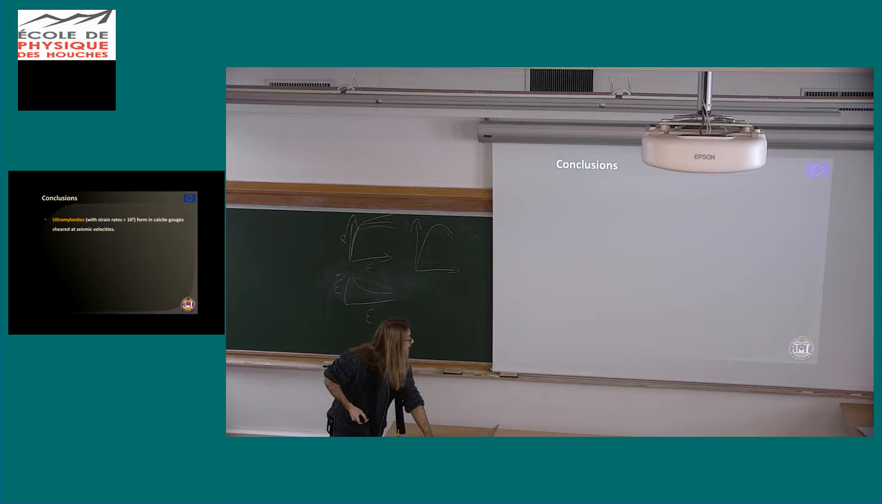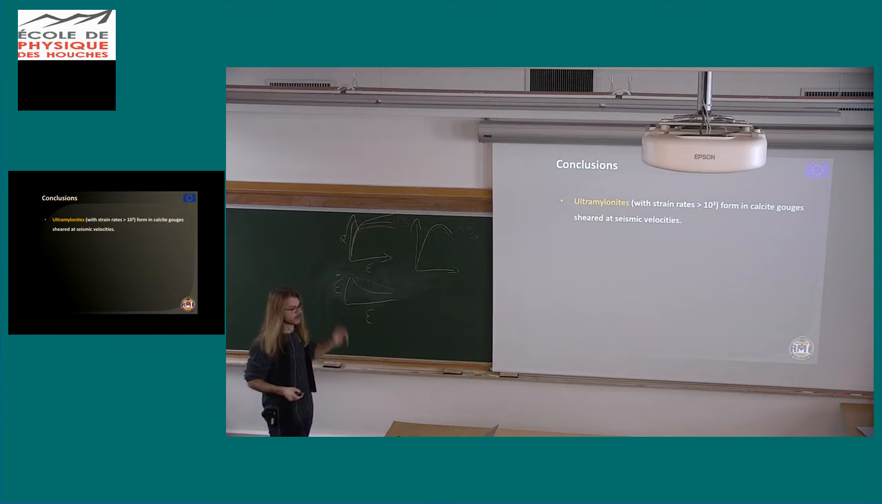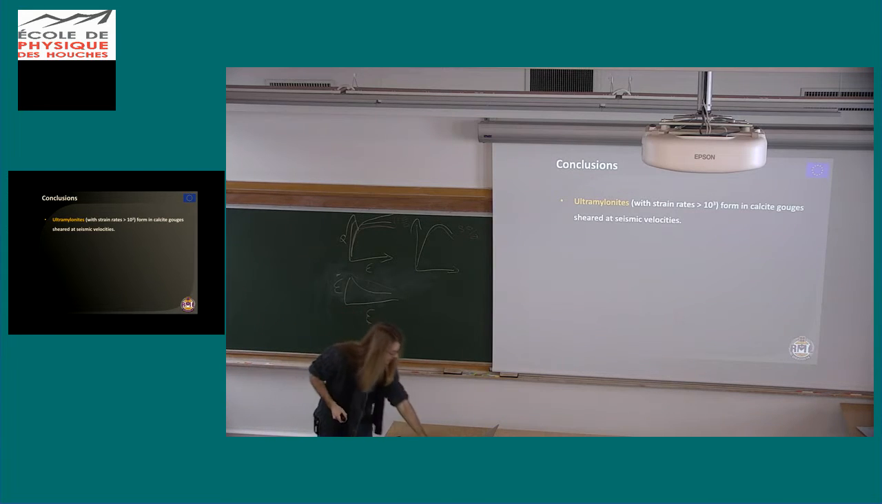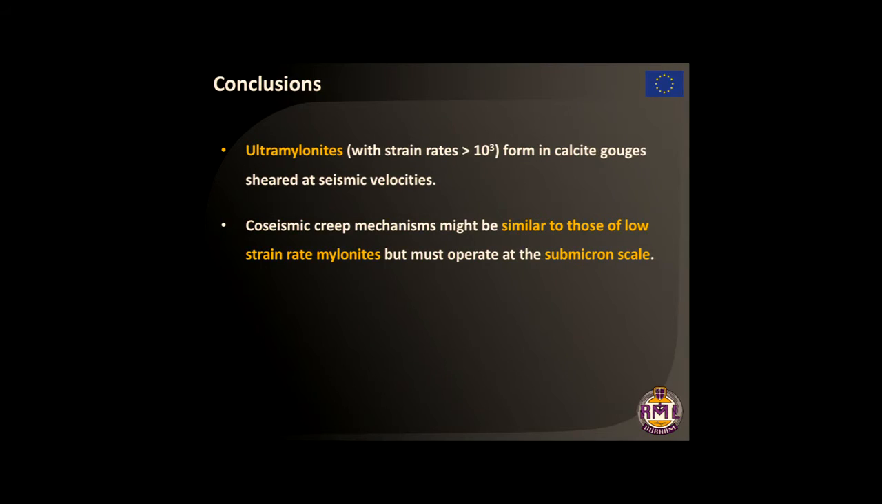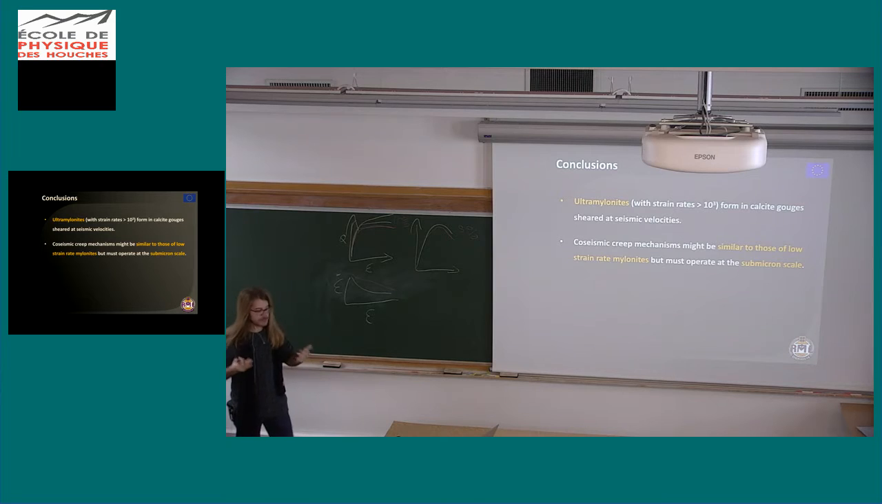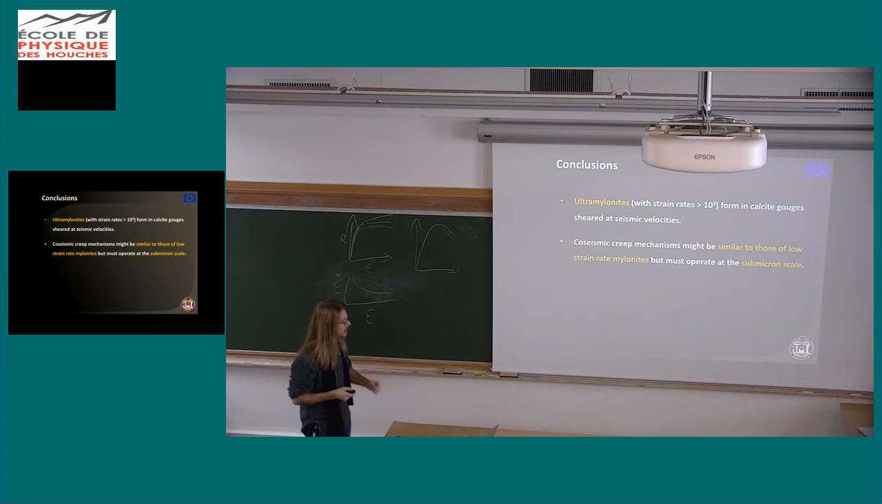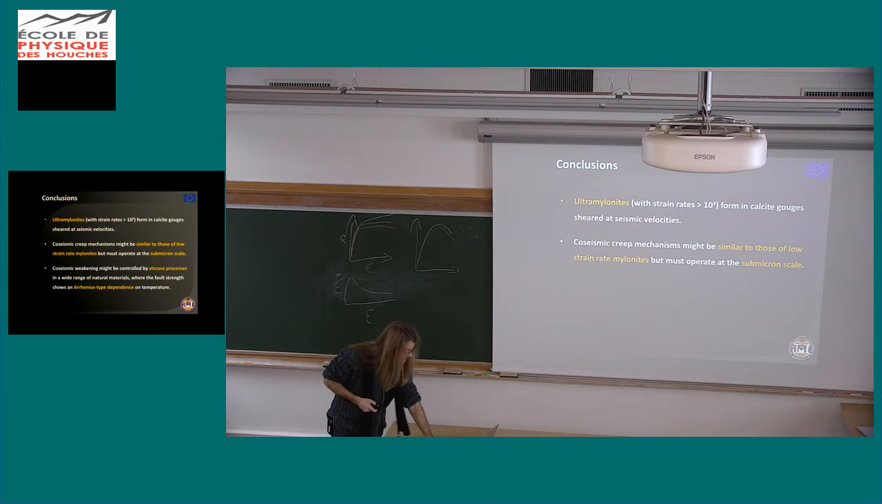So just a brief recap. Just for what concerns calcite, you can have ultramylonites that deform at very high strain rates, something that was not actually seen before. And the coseismic creep mechanisms that provide the weakening mechanism might not be so different from much lower strain rate mylonites. We just need to explore it at the submicron scale because the grain size there is much, much finer. It's below the micron size, so the kinetics might be different.